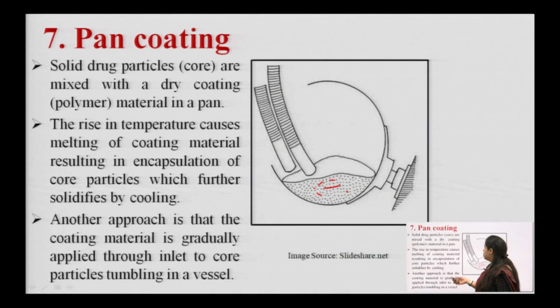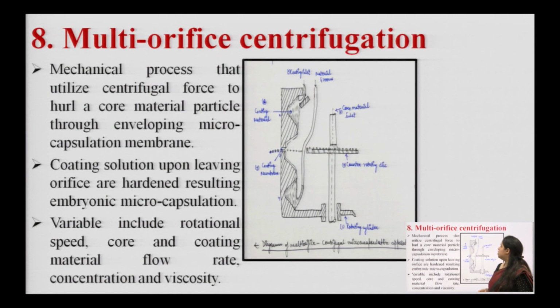can be achieved. So, solid drug particles are mixed with the dry coating material in a pan. The rise in temperature causes melting of the coating material, resulting in encapsulation of the core particle, which further solidifies by cooling. So, this is how we can achieve the polymer coating on the granules, a very effective technique for coating granules or coloring granules. This is the multi-orifice centrifugation technique. It is a mechanical process that utilizes centrifugal force.